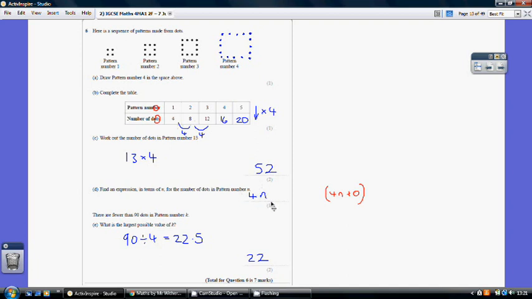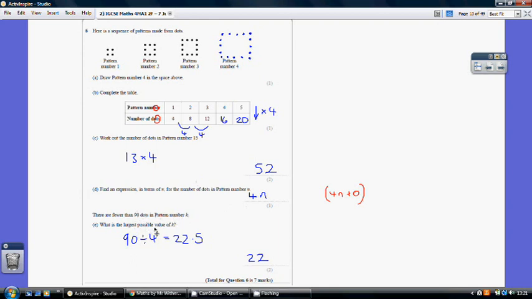And just be careful here, we're sort of used to doing a little adjustment at the end where we add on the 0th term. We'll think about the 0th pattern number, it's going to have 0 dots, so the adjustment we normally make would be 0, so 4n plus 0, so we don't need to mention the plus 0, so our answer is 4n. Now for part E, there are fewer than 90 dots in pattern number k.